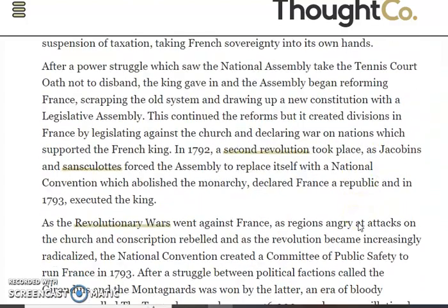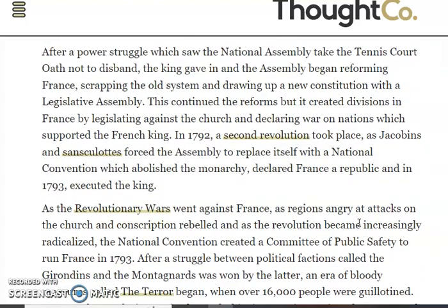After a power struggle, which saw the National Assembly take the Tennis Court Oath not to disband, the king gave in, and the assembly began reforming France, scrapping the old system and drawing up a new constitution with a legislative assembly group that would create laws. This continued the reforms, but it created divisions in France by legislating against the church and declaring war on nations which supported the French king.